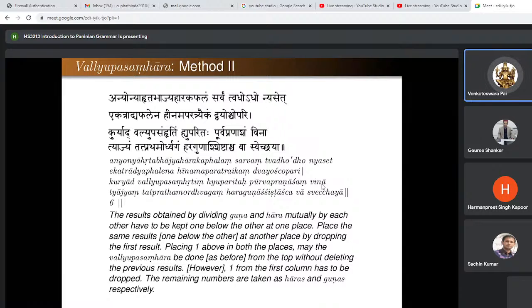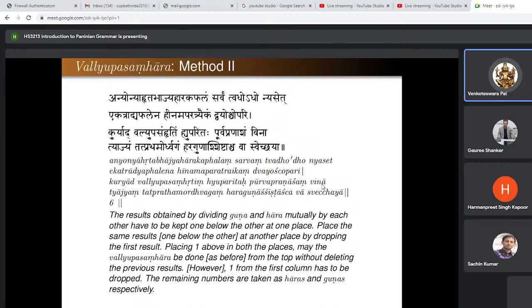If you perform the process at one place, you will get the successive multipliers. In the other place, you will get the successive divisors independently. So in the previous method, you got one divisor and one multiplier at a time, but here you will get them separately. So you have to keep these successive quotients one below the other at the two places. And you have to place one above in both places.